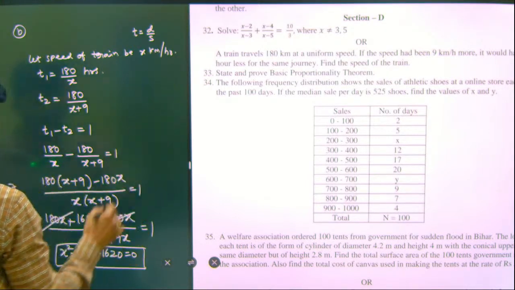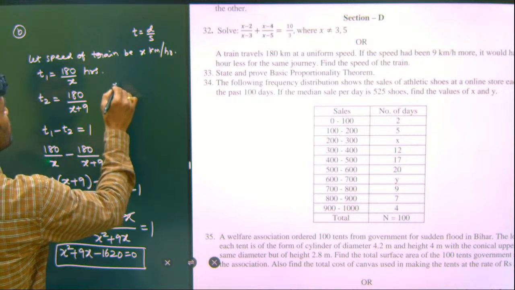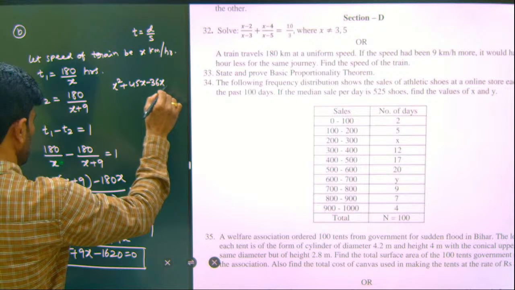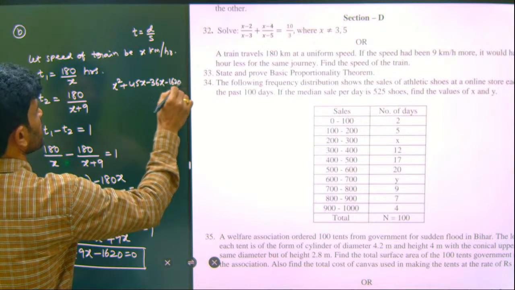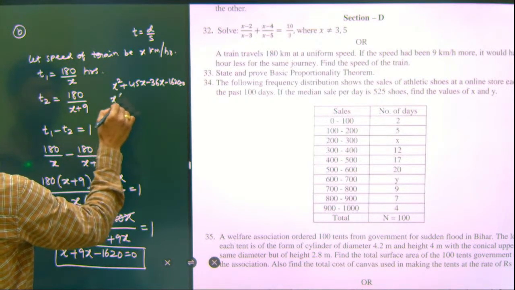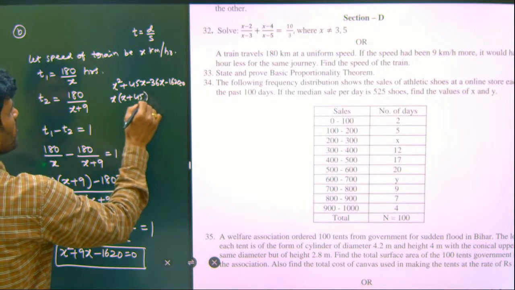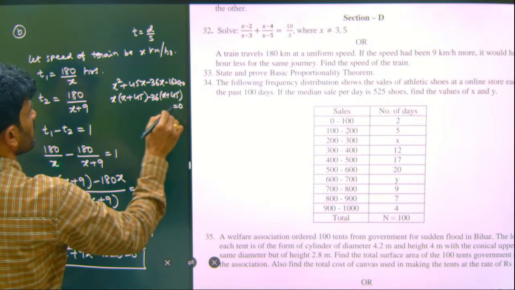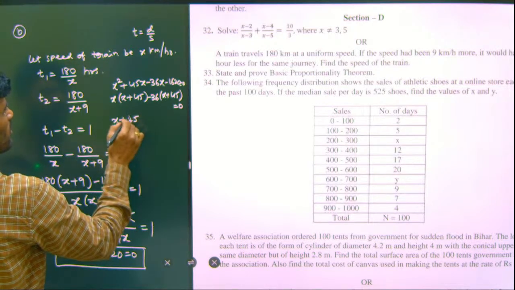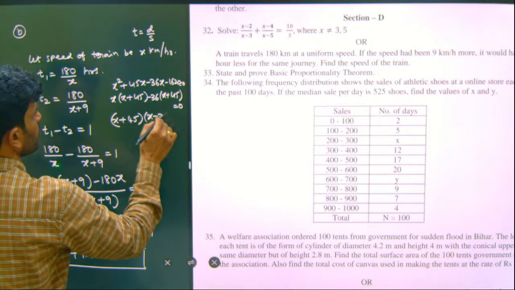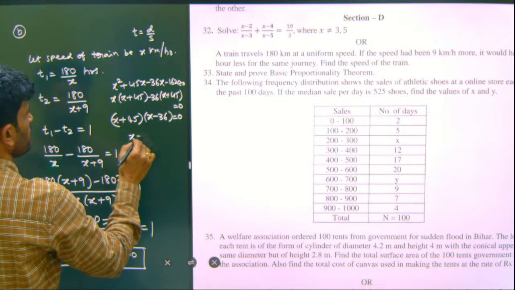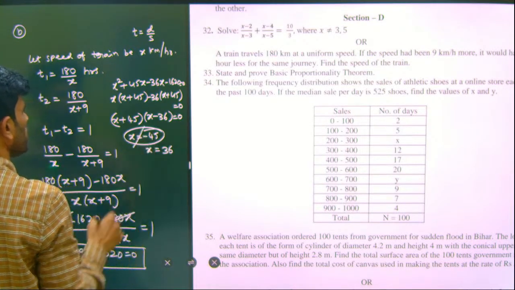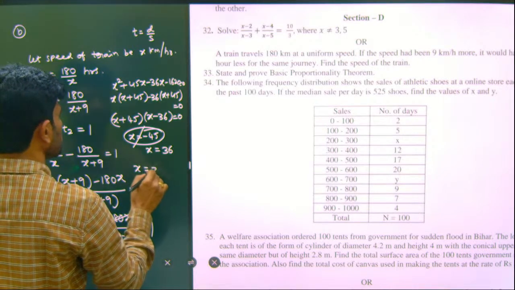So we have to write this as x square plus 45x minus 36x minus 1620 is equal to 0. Then x common, x plus 45, minus 36 common, x plus 45. So x plus 45 into x minus 36 is equal to 0. So x is equal to minus 45, x is equal to 36. Since speed cannot be negative, x is equal to 36 is the correct answer.